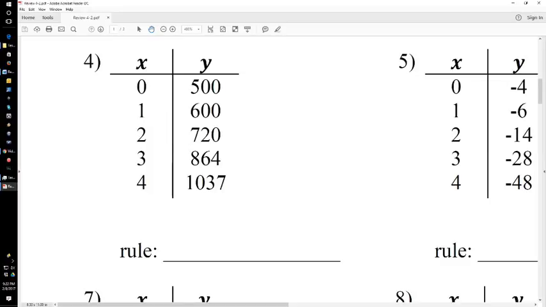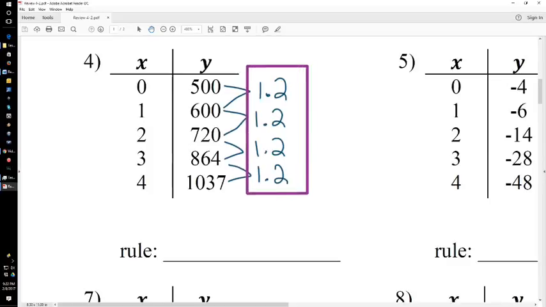Let's go back and try dividing instead, see if our ratios are the same. 600 divided by 500 is 1.2. 720 divided by 600 is also 1.2. 864 divided by 720, that's 1.2. And then last but not least, 1037 divided by 864, that's also 1.2002. But that essentially rounds to 1.2. So since it's the same ratio all the way down, this one is exponential.